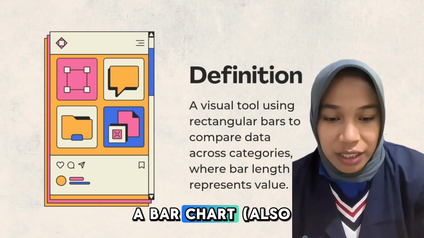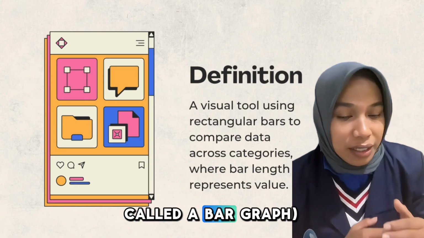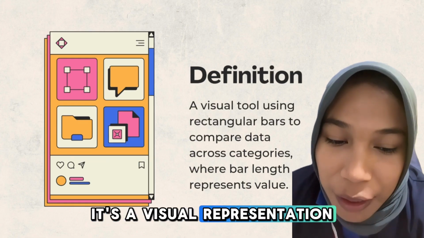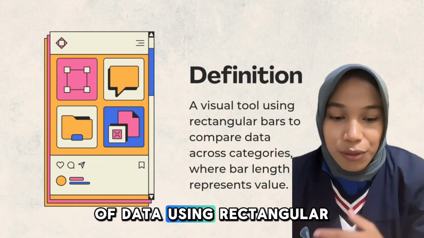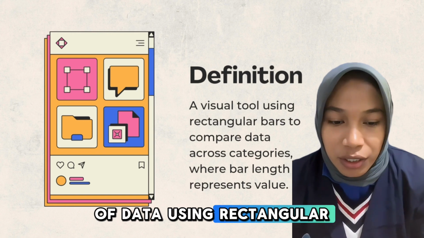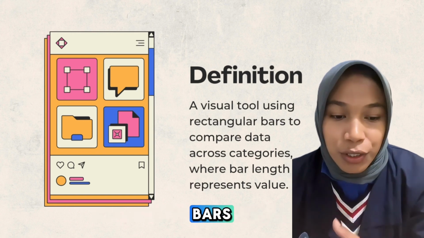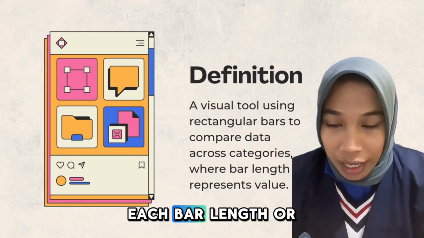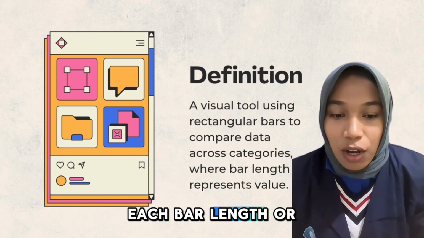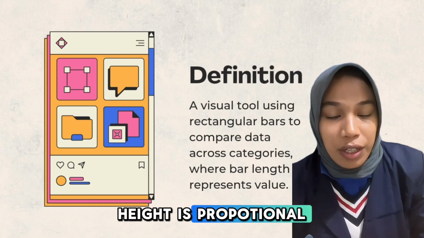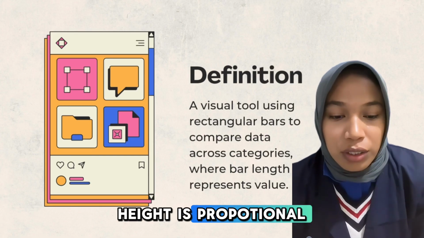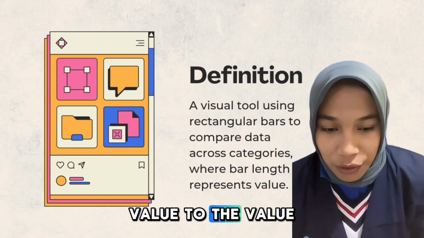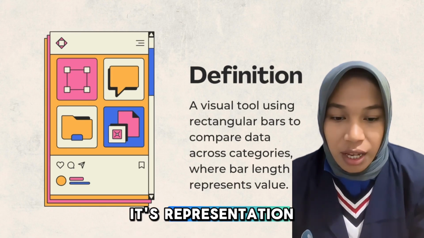A bar chart, also called a bar graph, is a visual representation of data using rectangular bars. Its bar length or height is proportional to the value it represents.